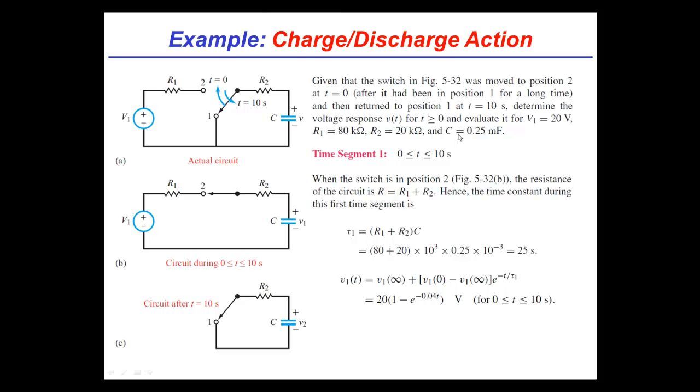Okay, let's try another one. This one here is a switch that's going to go through two motions. This is the figure we have, right? You see a voltage source, one capacitor, two resistors, and a switch that can be in either position 1 or position 2.